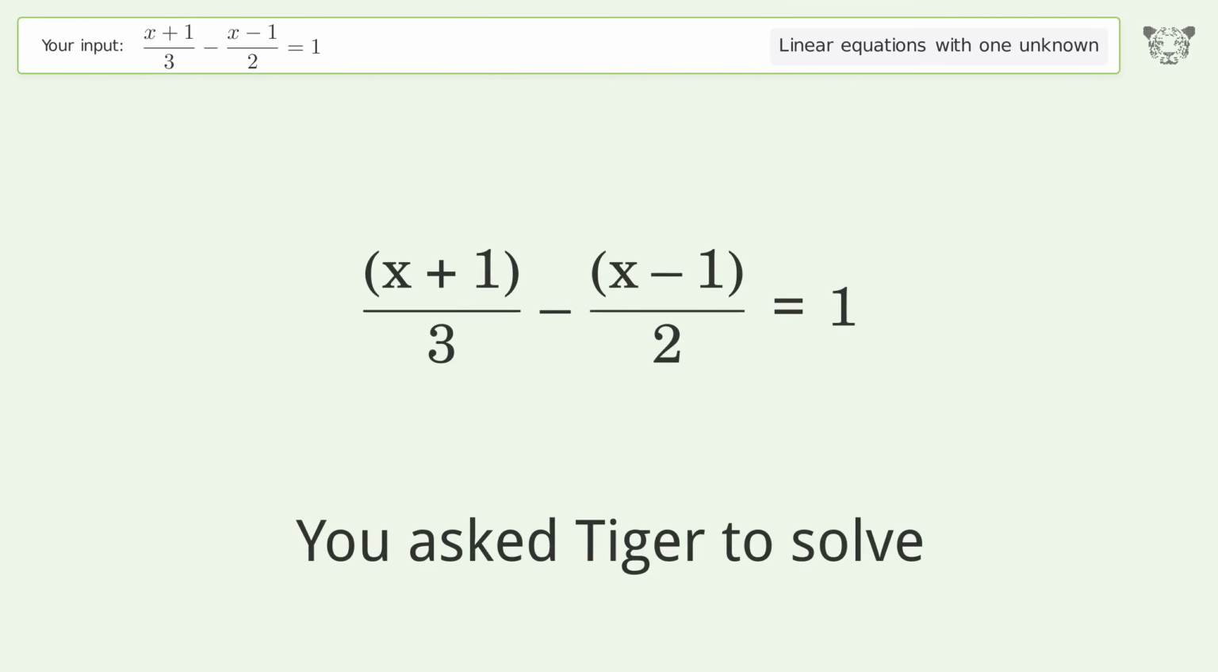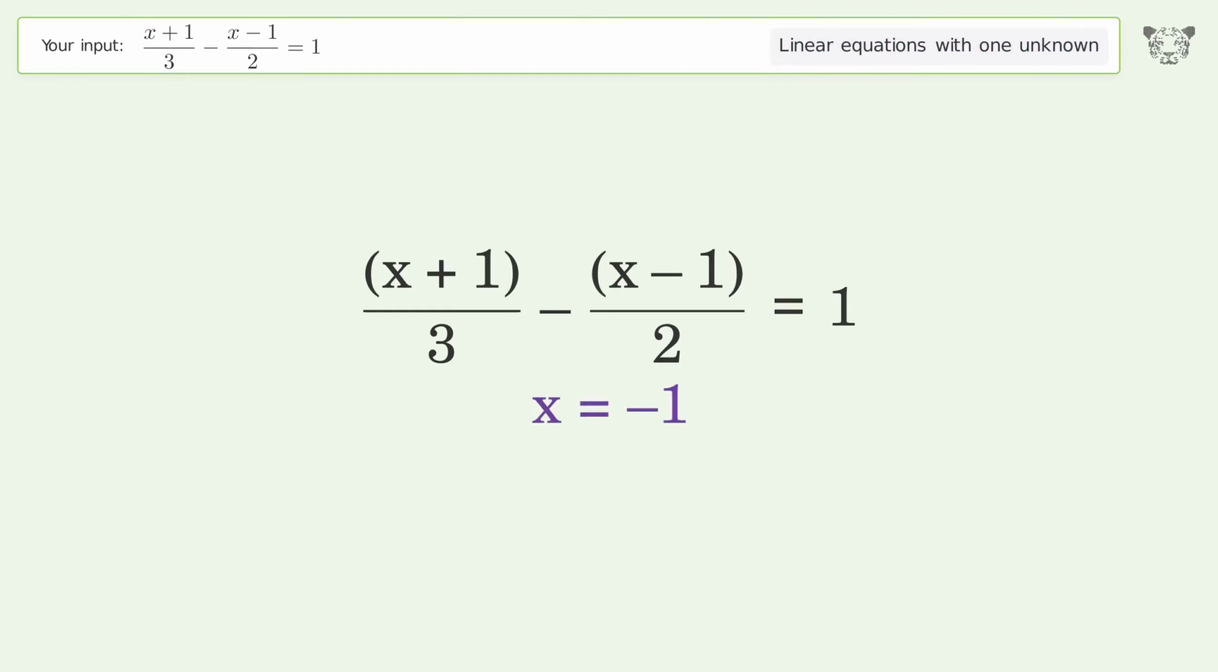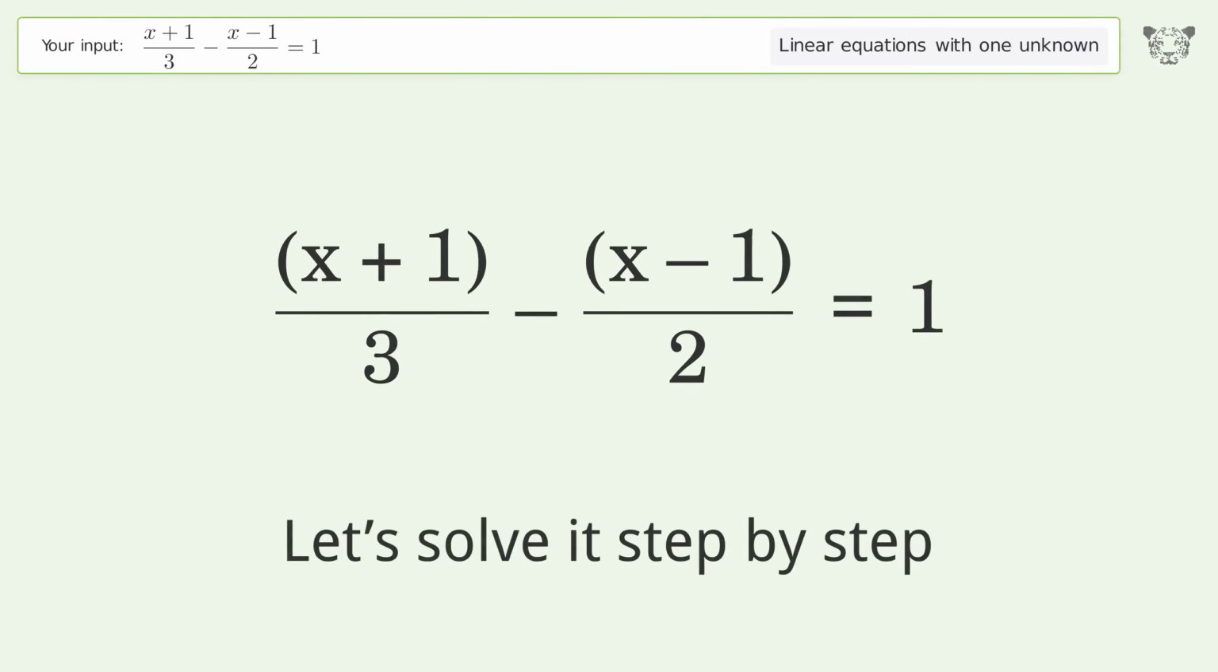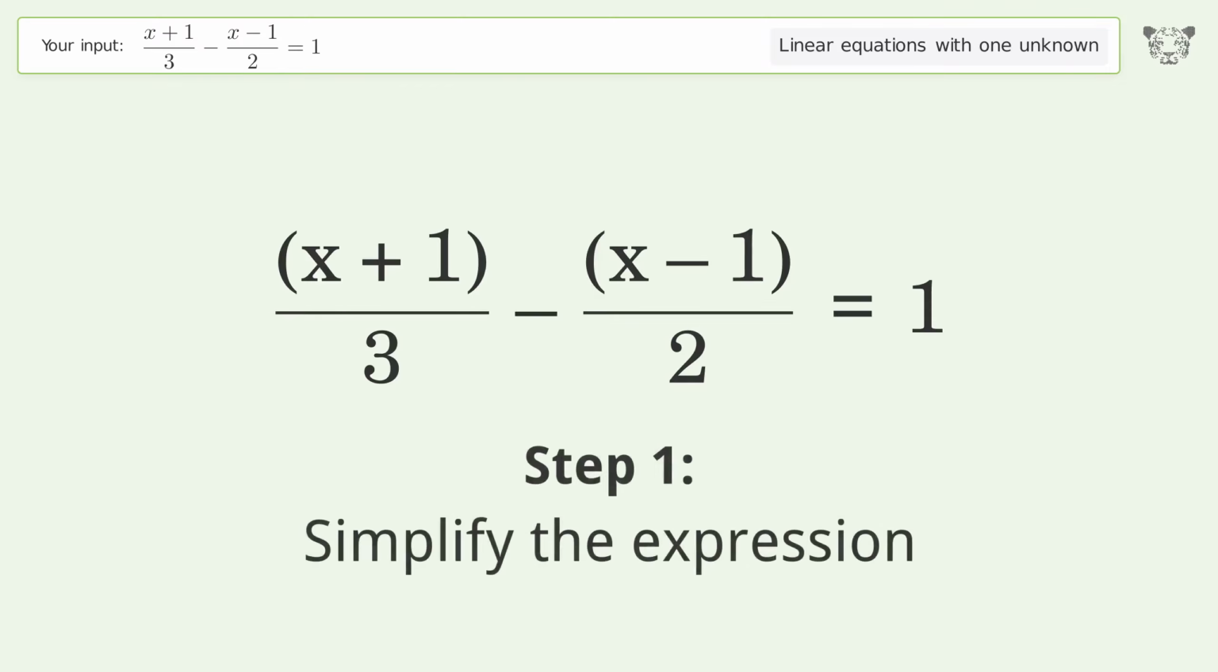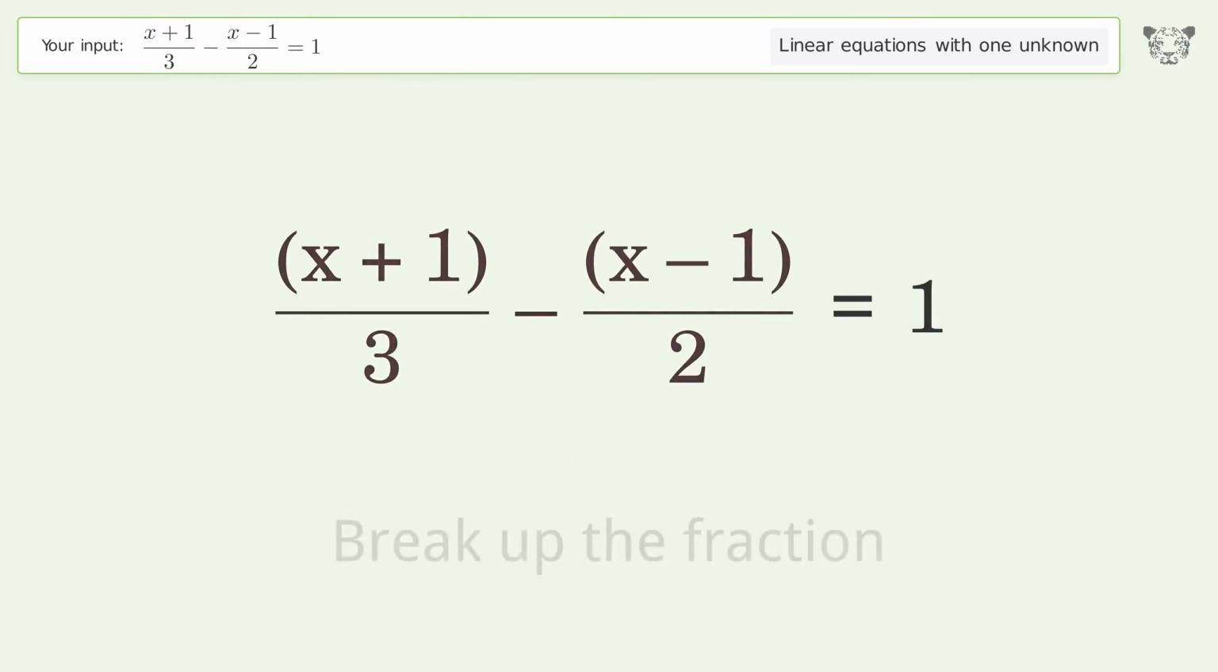You ask Tiger to solve. This deals with linear equations with one unknown. The final result is x equals -1. Let's solve it step by step. Simplify the expression. Break up the fraction.